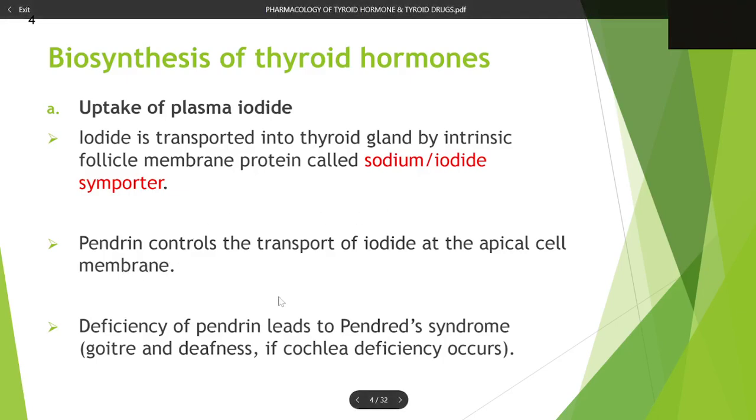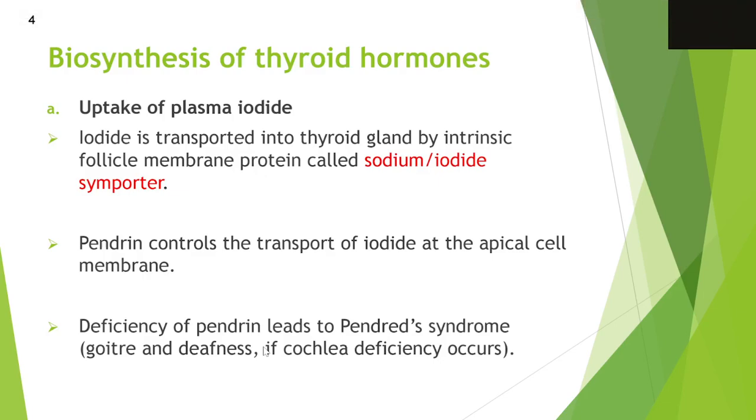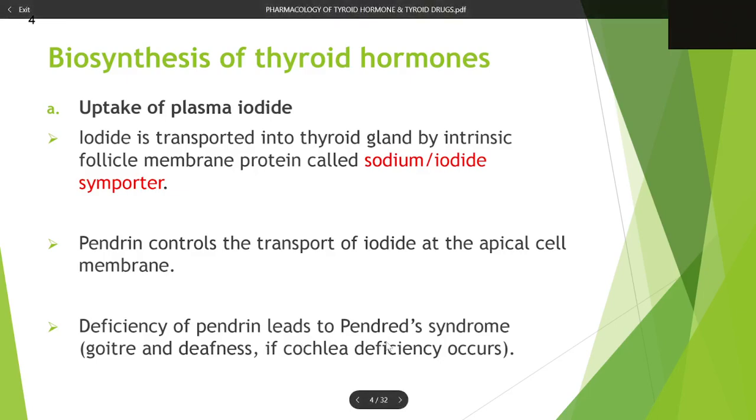Now, pendrin controls the transport of iodide at the apical cell membrane. The deficiency of pendrin leads to Pendred syndrome, which is characterized by goiter and deafness if cochlear deficiency occurs.